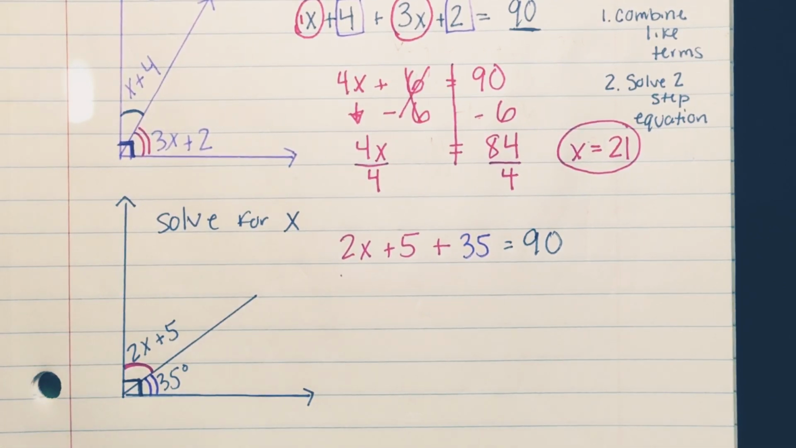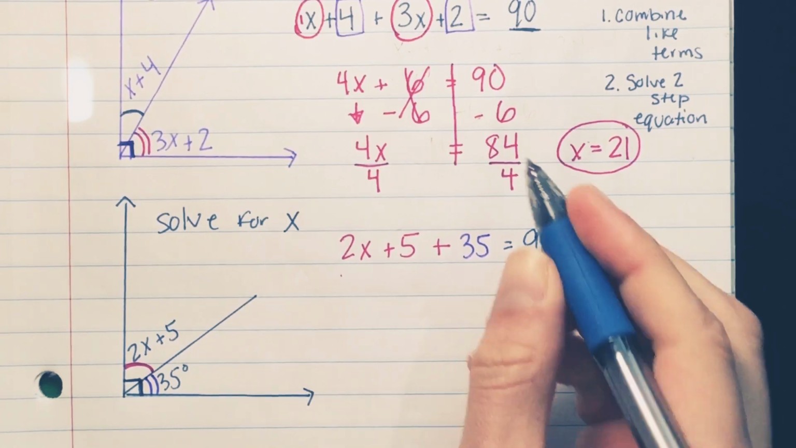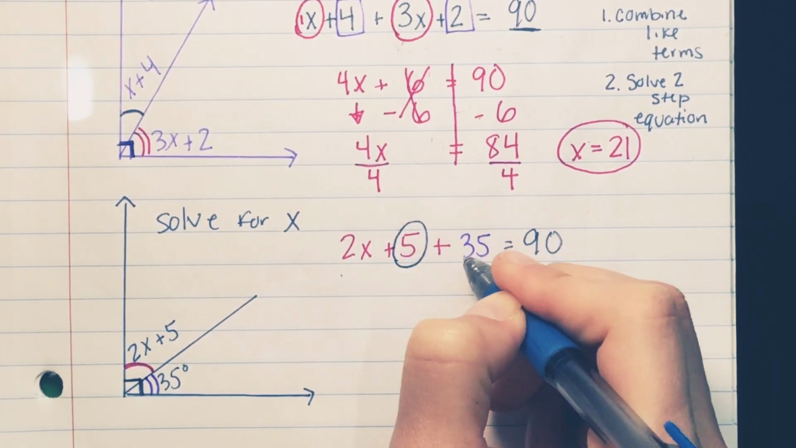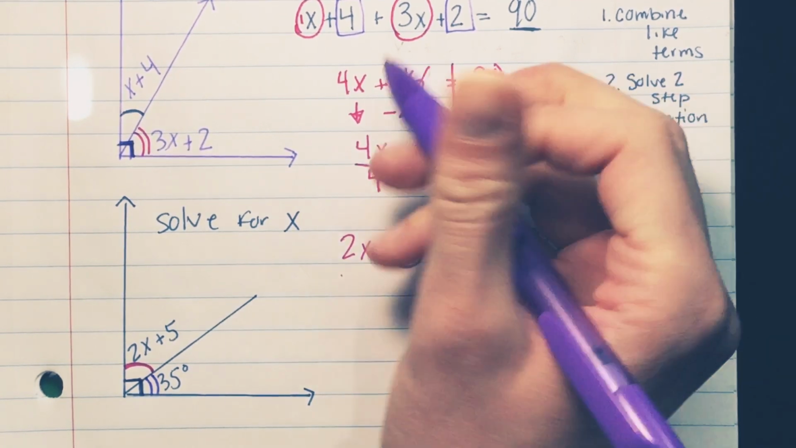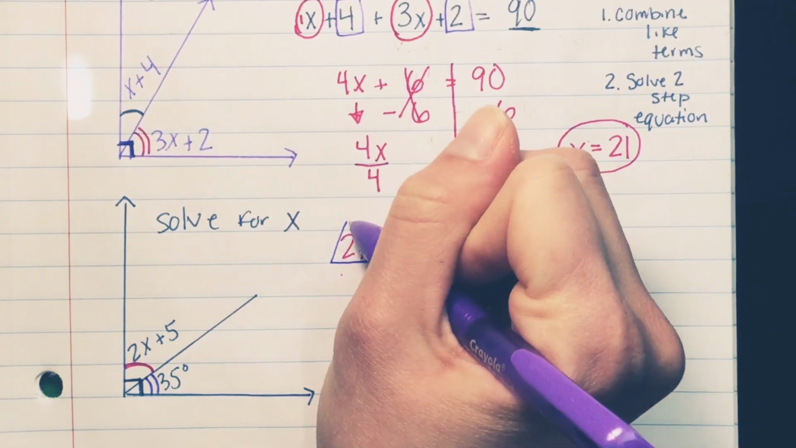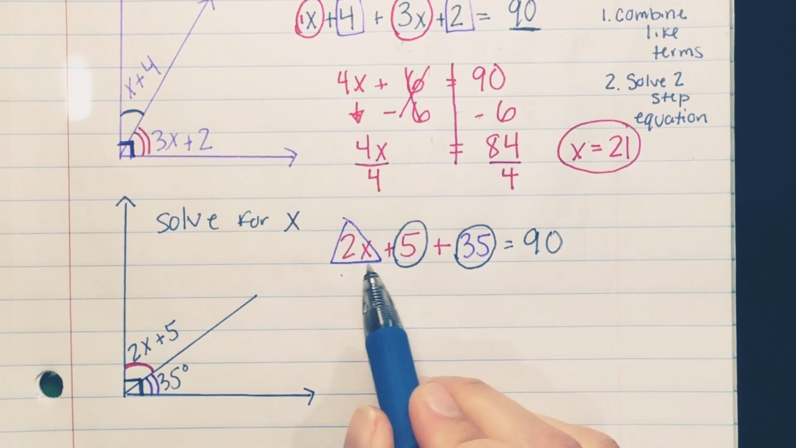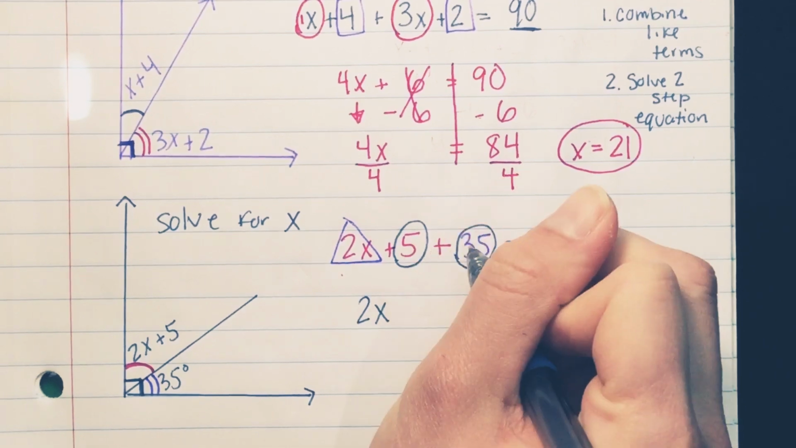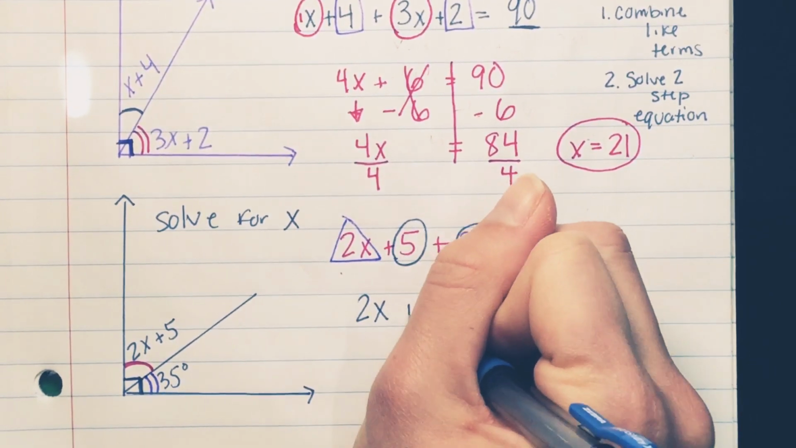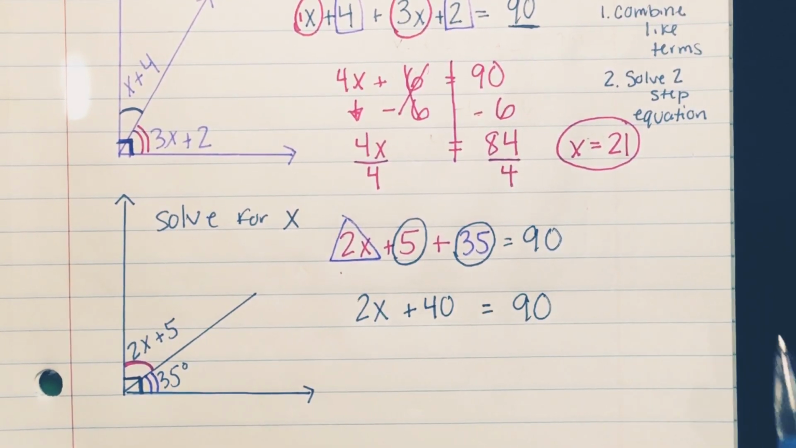Okay, now remember, we are going to combine like terms. So 5 and 35, that's a similar term, so I put circles around them. And then 2x is kind of all by itself. I'm going to put a triangle around it. So we combine the things that are circles, and the triangle doesn't have a friend to hang out with, so we just bring it down. And then we combine the ones that are circles, so 5 plus 35 is 40, equals 90 degrees.